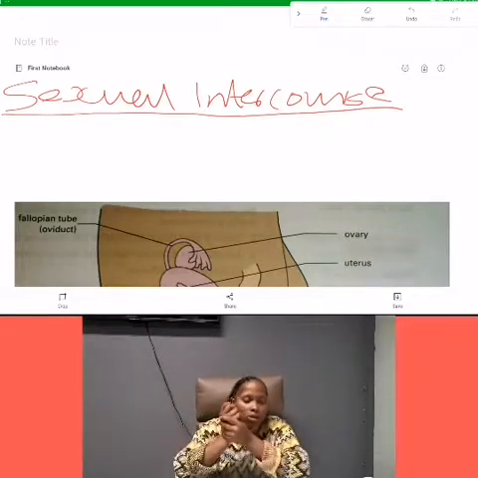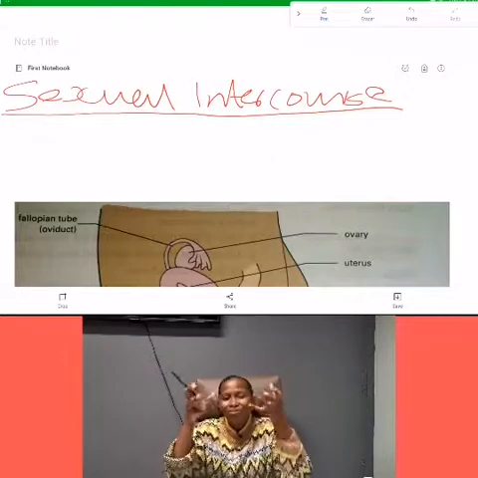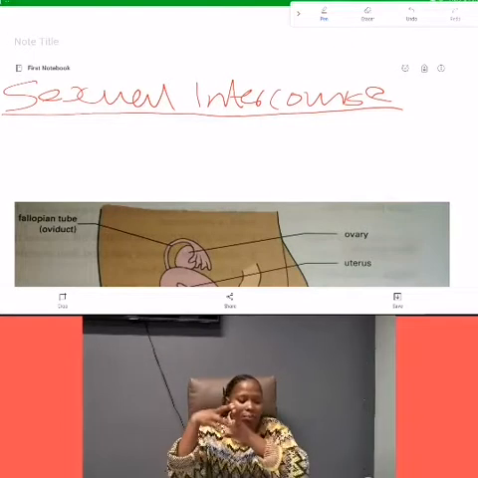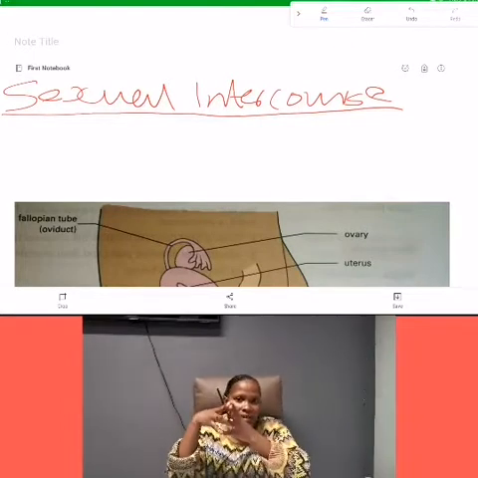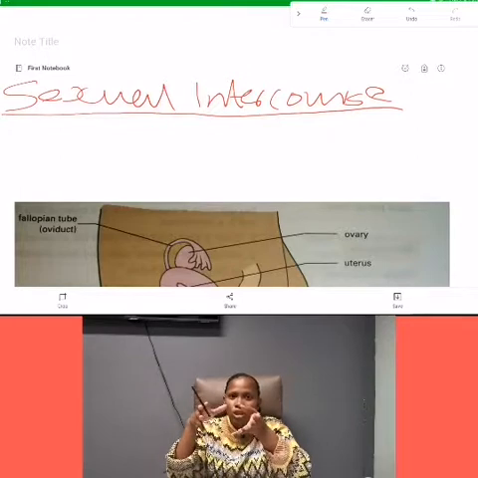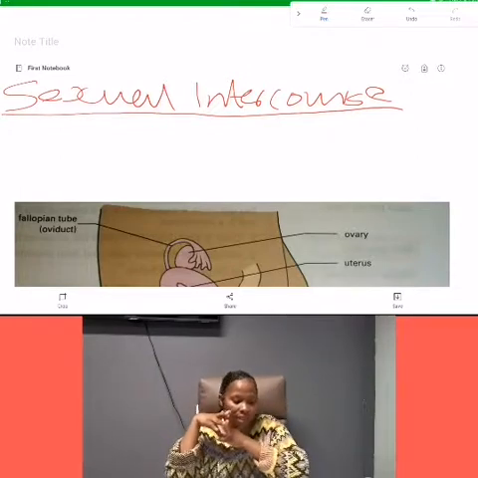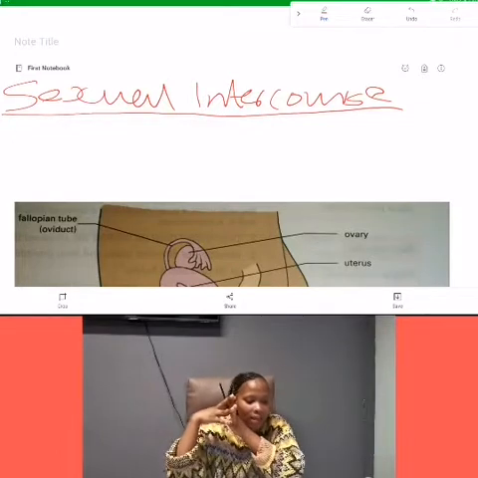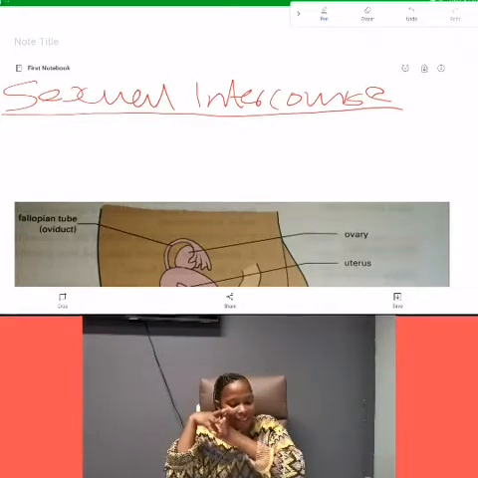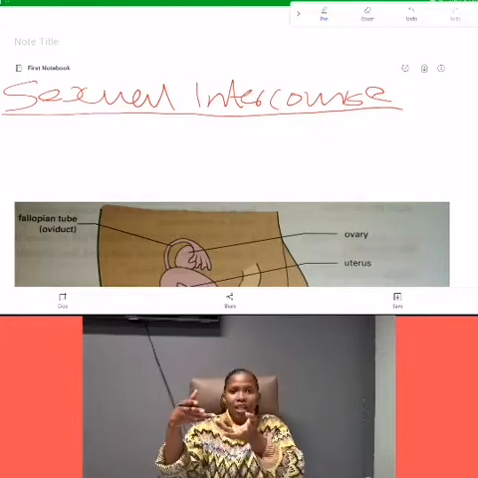Now, what is sexual intercourse? I'm just going to highlight this part because I think you've learned about it. It's just a brief summary. Sexual intercourse is when a male puts his penis inside the female vagina, and then the male moves the penis inside the vagina to stimulate the release of the sperm.